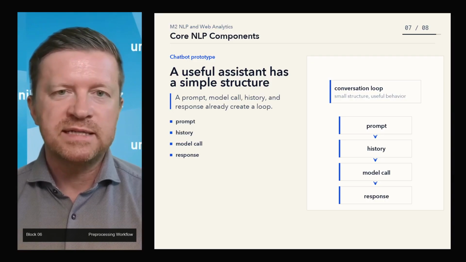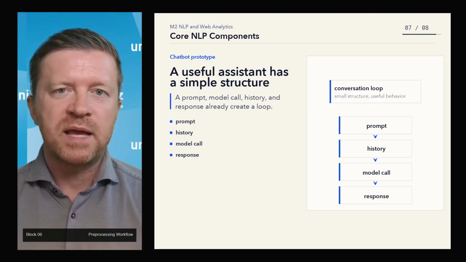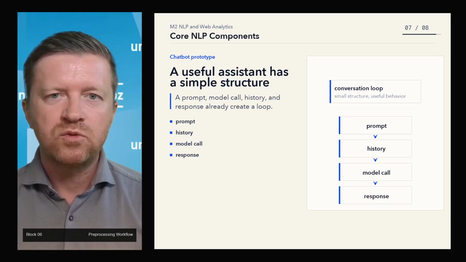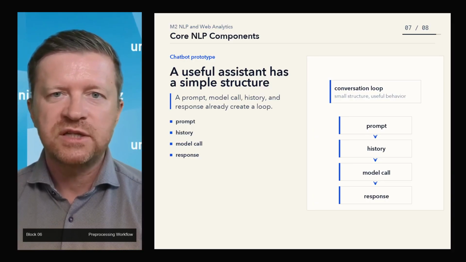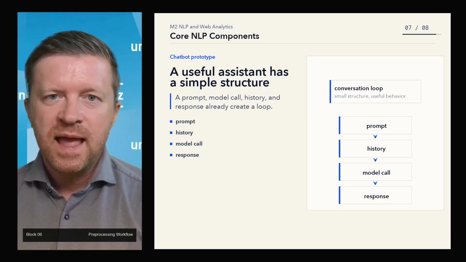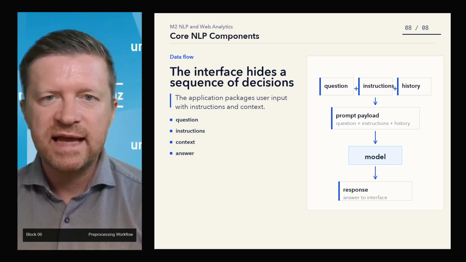The important point is that the system is not large or mysterious. A basic prototype can be built with a small amount of code once you understand the structure, a prompt, a model call, a conversation history, and a response. As you watch the example, focus less on the visual interface and more on the data flow.